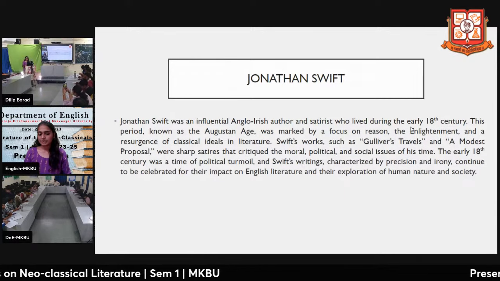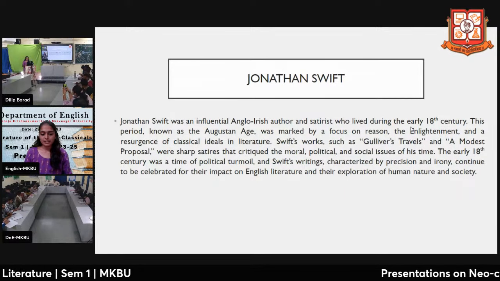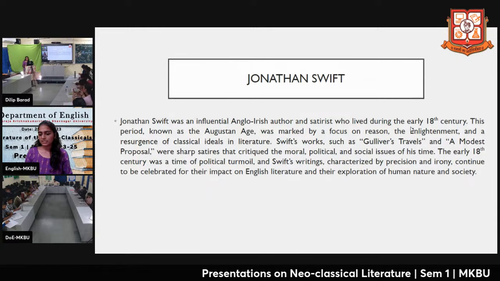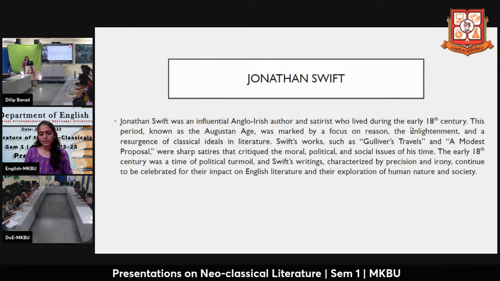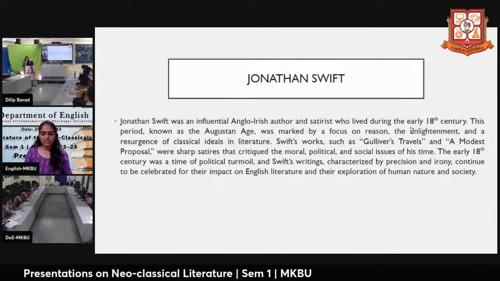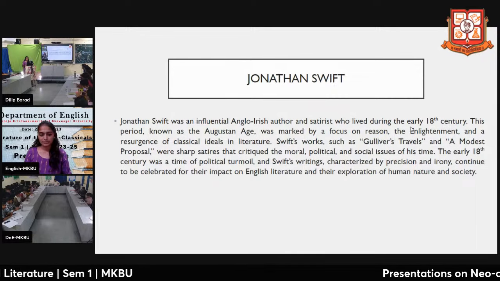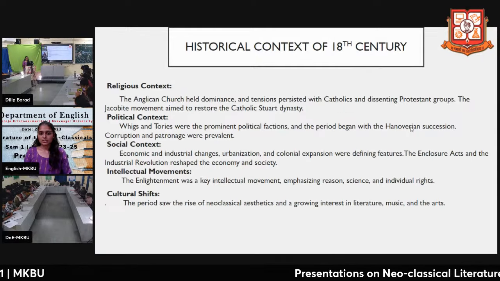The early 18th century was a time of political turmoil, and Swift's writings, characterized by precision and irony, continue to be celebrated for their impact on English literature and their exploration of human nature and society. Historical context of the 18th century.